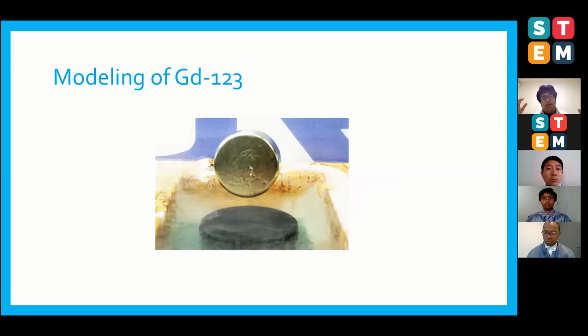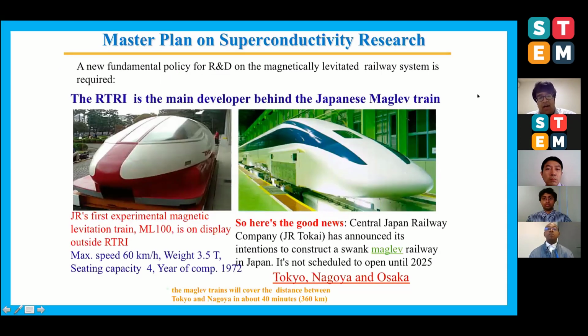And now, after looking at the models of MgB2, it raises the curiosity of how this also matters for other samples, whether it be GdBCO (Gd123) or ErBCO (Er123). So that's the further investigation I wanted to go into. One of the primary applications of Gd123 materials is in Japan, where RTRI is one of the main developers of the Japanese maglev trains, which has revolutionized the transportation sector. And it's very interesting news that in the year 2025, we can expect a maglev train from Tokyo to Nagoya to Osaka.